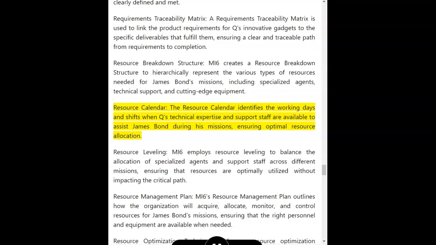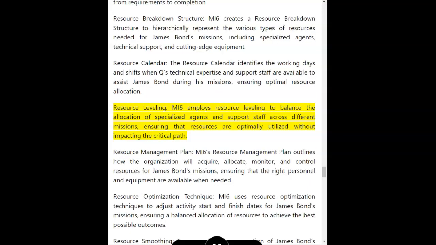Resource calendar. The resource calendar identifies the working days and shifts when Q's technical expertise and support staff are available to assist James Bond during his missions, ensuring optimal resource allocation. Resource leveling. MI6 employs resource leveling to balance the allocation of specialized agents and support staff across different missions, ensuring that resources are optimally utilized without impacting the critical path.